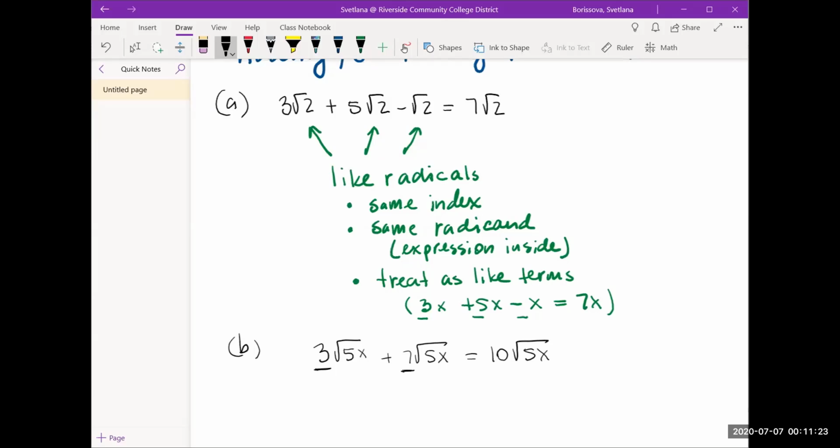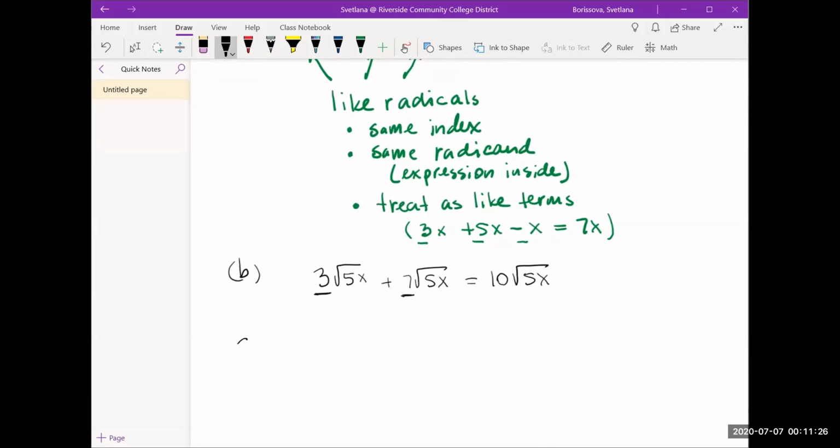Let's do one more example. Copy that down and tell me what the answer is going to be: 5 cube root of 11 minus 8 cube root of 11 plus cube root of 11. What do you think the answer is? First of all, are these like radicals? I'm checking two conditions. Same index: they all have index 3, cube root for all of them, so that works.